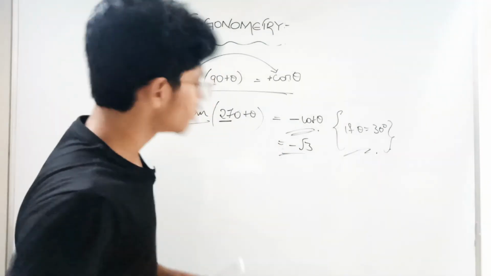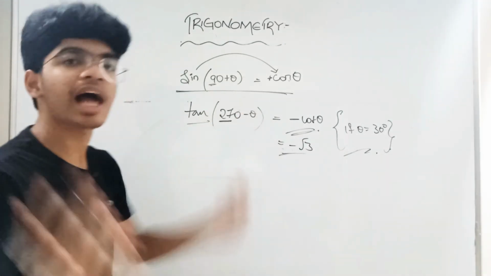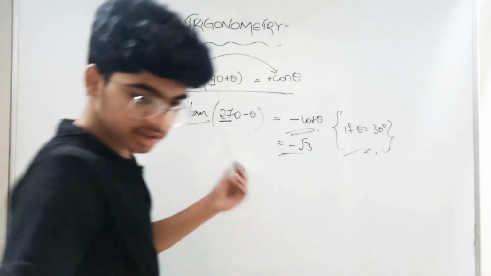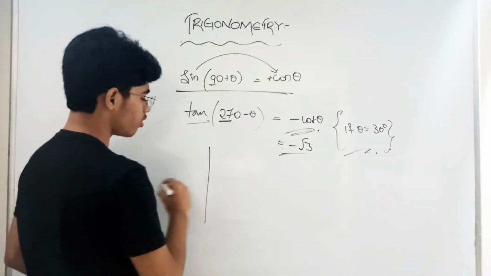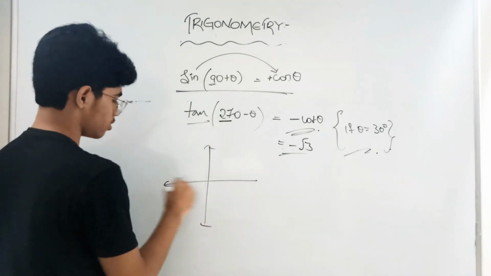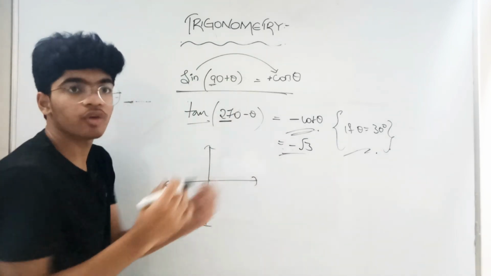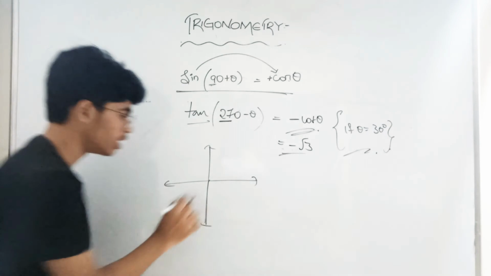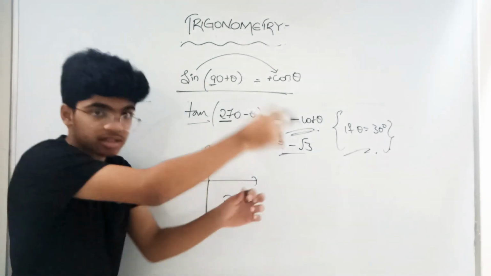Yeah, you might have a question: what if this is minus? What will happen if the question gives minus theta? Same, but the only thing that happens is the quadrant changes. So this is the 270 degree line, and this is giving minus theta. After 270 is the fourth quadrant, which we just did before.